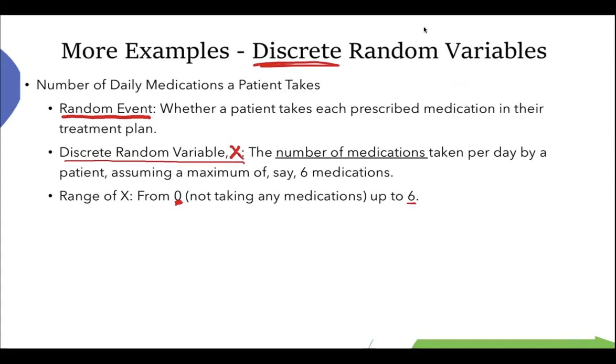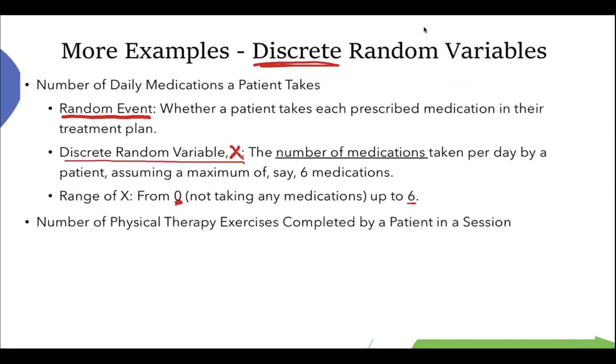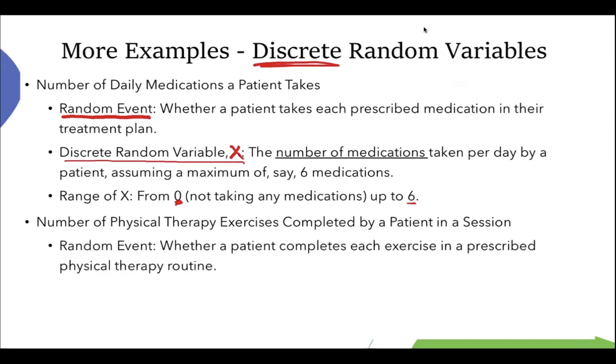Let's look at another example. The number of physical therapy exercises completed by a patient in a session. So a person is prescribed a set of exercises to complete at a physical therapy session. But there are factors that could influence if all those exercises get completed. Maybe the person has to leave a little early that day, or there's just some restriction that they can't do an exercise or two. So let's look at our random event.